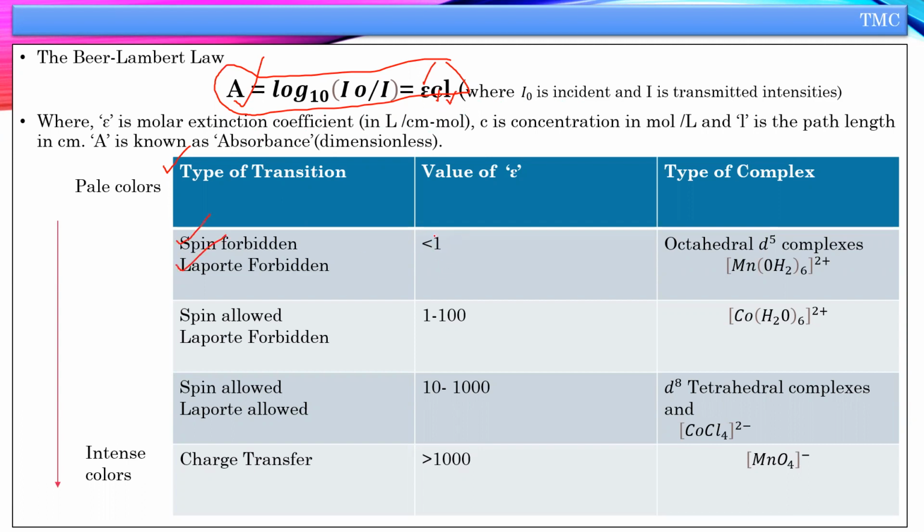Spin forbidden, Laporte forbidden: the epsilon value will be less than 1, less intense, pale colors. Then spin allowed, Laporte forbidden: one is allowed, one is forbidden, the epsilon value is between 1 and 100, and somewhat better than pale. And another one is spin allowed, Laporte allowed, both allowed, high intensity, where the epsilon value lies between 10 and 1000. Intensity is directly proportional to the epsilon value.